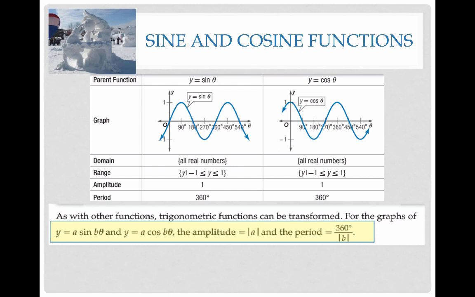So the period is 360. The range goes from -1 to +1 included. Domain is all real numbers. Amplitude for both of these is 1. This thing at the bottom, you've got to pay attention right now. We're going to move these things.